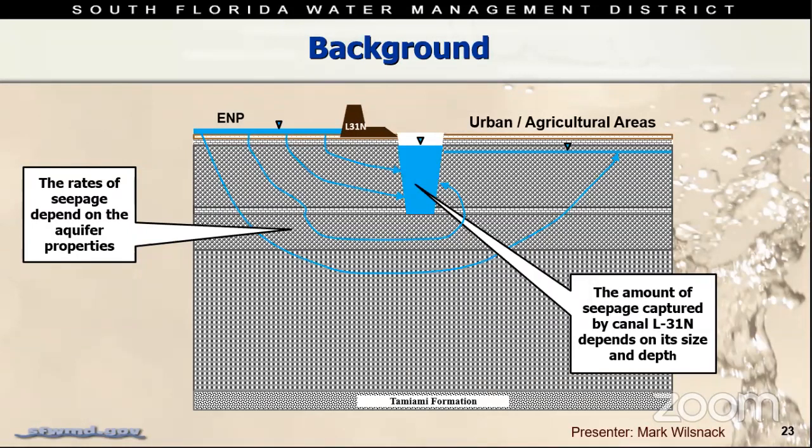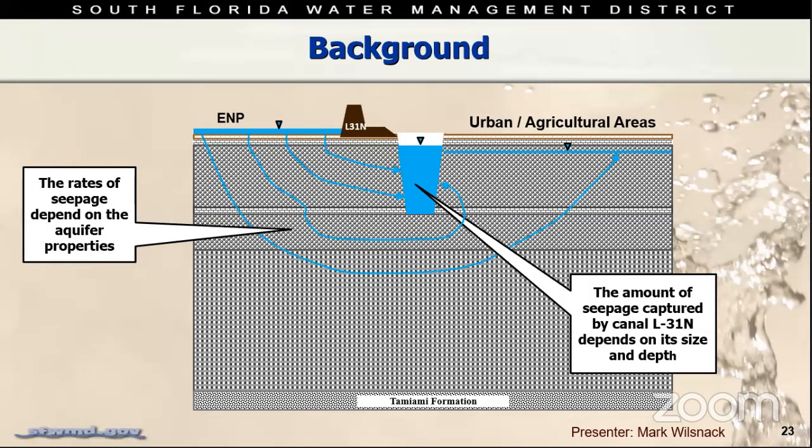Also, depending on the stages that you have between the park, the canal, and the water table in the ag areas, some water could potentially flow through the canal from the park to the urban areas. The points that I think we're trying to drive home with this data collection effort is that the rates of seepage certainly depend on the properties of the aquifer, that is how the stratigraphy is layered, and how transmissive each of these zones are, and how thick the zones are, and what their order is.